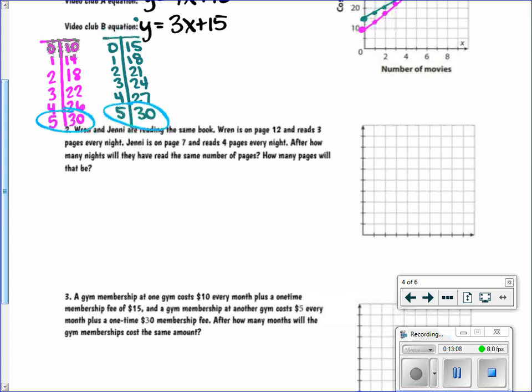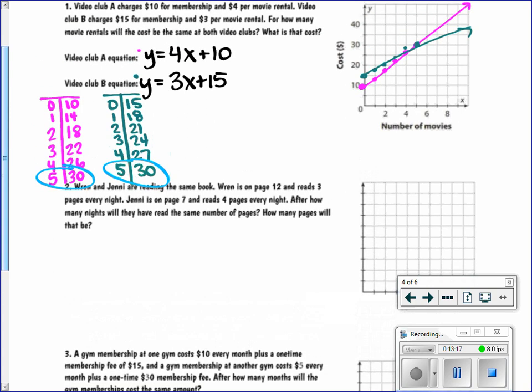On the next one, Ren and Jenny are reading the same book. Ren is on page 12 and reads 3 pages. Oh, wait, back up to the other one. My bad. We didn't answer it. Yes, we got an answer, but we didn't write it out. We know the answer is 530. It's a word problem. What would the answer be?